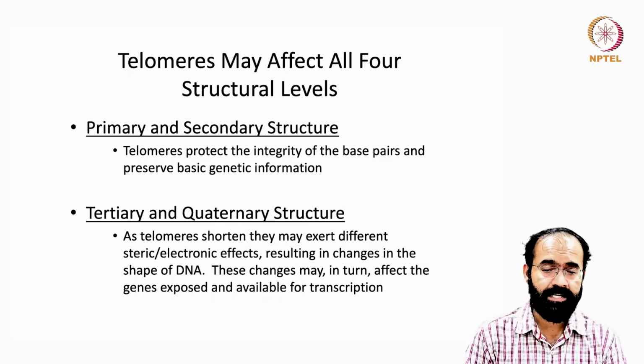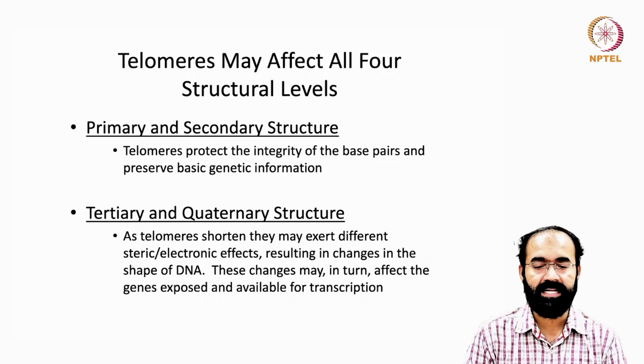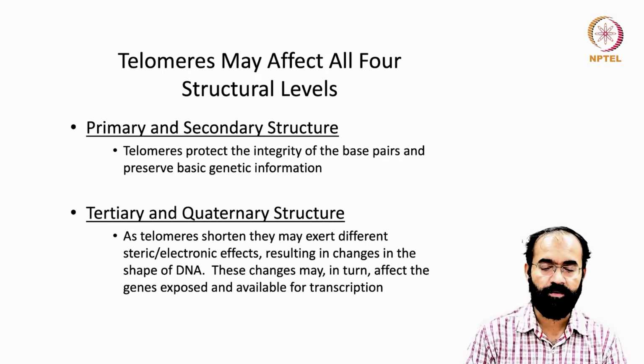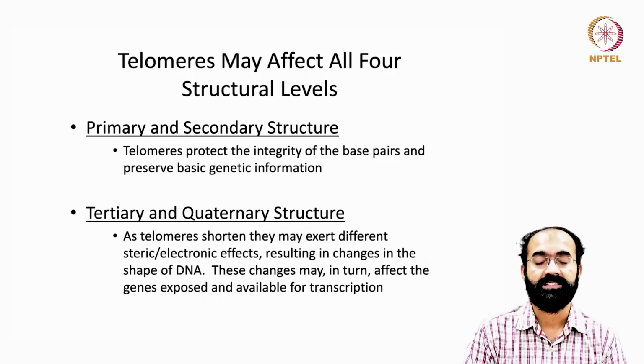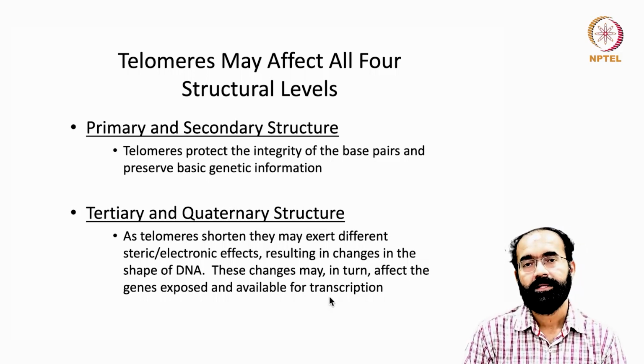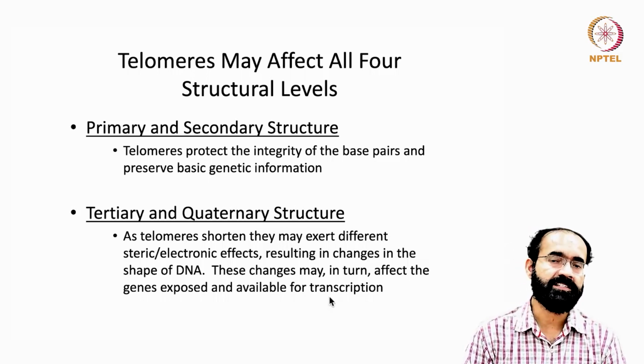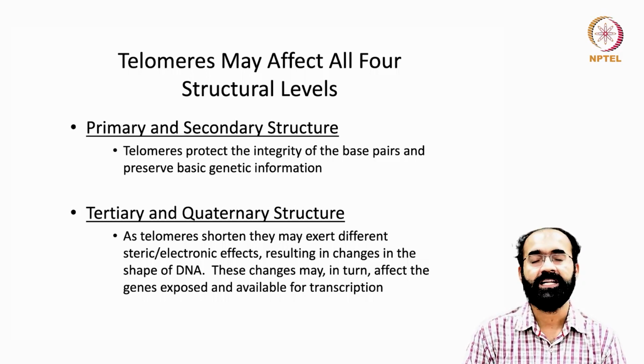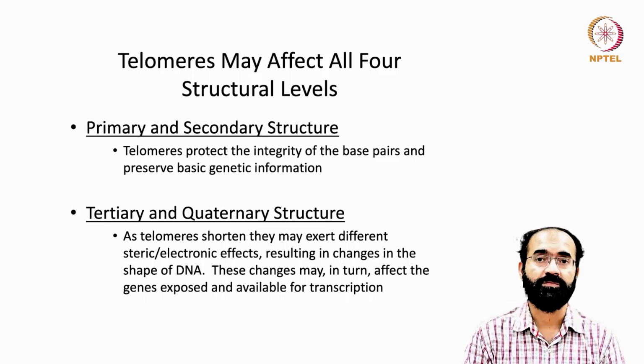So in tertiary and quaternary structure, as the telomeres shorten, they may exert different steric and electronic effects, resulting in changes in the shape of the DNA, how the DNA is folding in the form of a chromosomal structure. These changes may in turn affect the genes exposed and available for transcription. So the tertiary and quaternary structures and their dynamics can influence the remaining part of the chromosome.